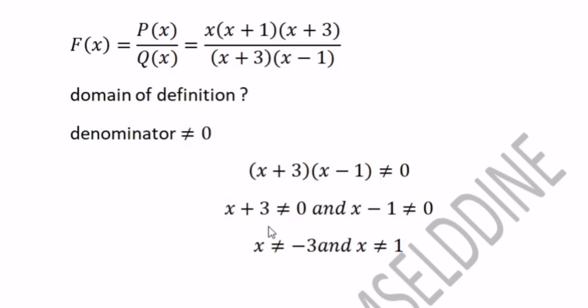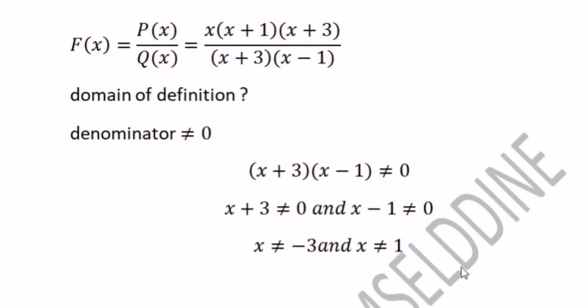Here we have x plus 3. We subtract 3 on both sides, thus getting x does not equal minus 3 and x does not equal 1. Note that f of x is defined for all values except 1 and minus 3.